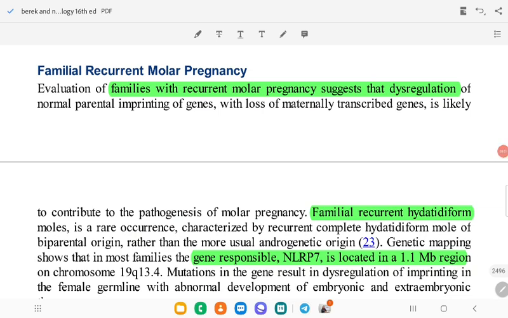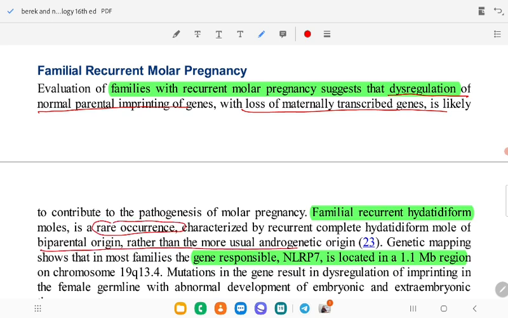Familial recurrent molar pregnancy. Family evaluations suggest there is a dysregulation of normal paternal imprinting of genes, with loss of maternally transcribed genes likely contributing to the pathogenesis of molar pregnancy. Familial recurrent hydatidiform mole is a rare occurrence. Recurrent hydatidiform moles are of biparental origin rather than the more usual androgenetic origin.